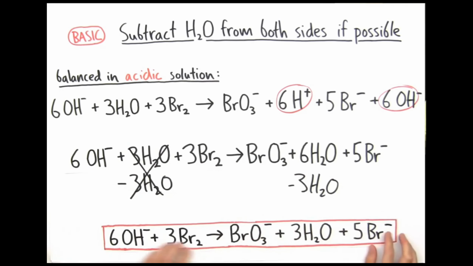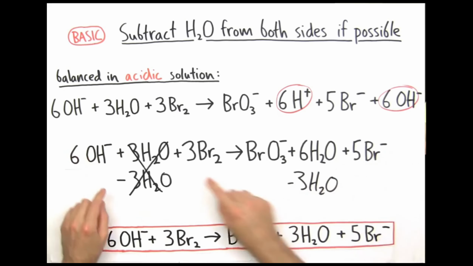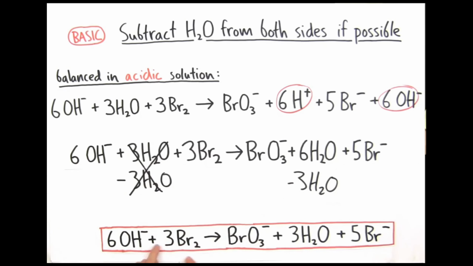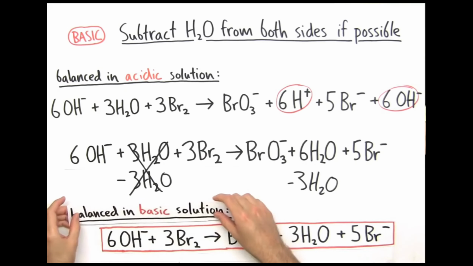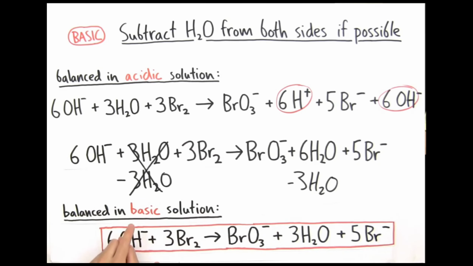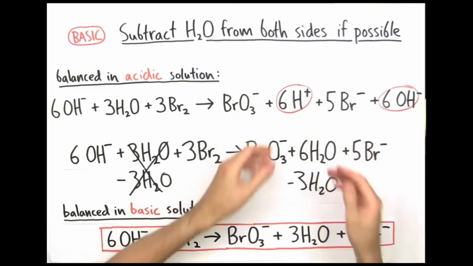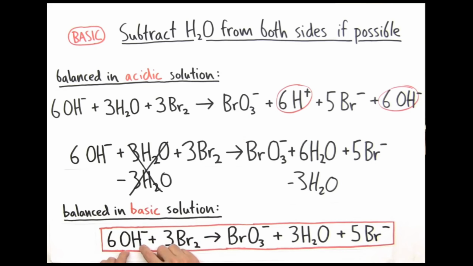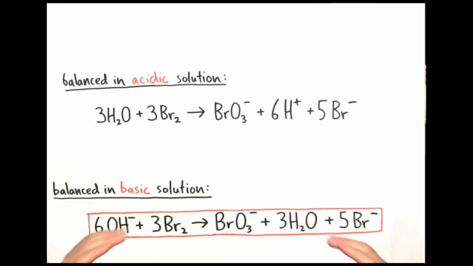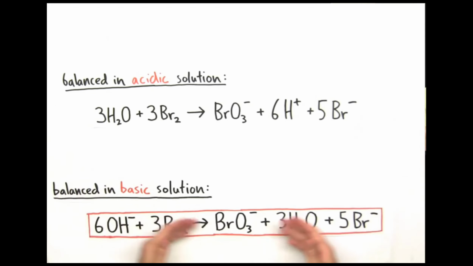Here it is. Here's the final version of this equation. The H2Os are canceled out on this side, and I have 3 H2Os on this side, and this is what the equation looks like when it's balanced in basic solution. I don't have H pluses anymore, which would make it acidic. Now I have OH minuses, which are making it basic. Here's our equation balanced in acidic solution, and here it is balanced in basic solution.